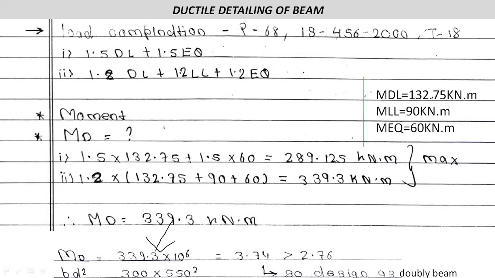So we have found the ratio as 3.74, which is greater than 2.76. So the design will be as per a doubly reinforced beam. If the ratio comes less than 2.76, then we have to design as per a singly reinforced beam. So in our case it is a doubly reinforced beam.